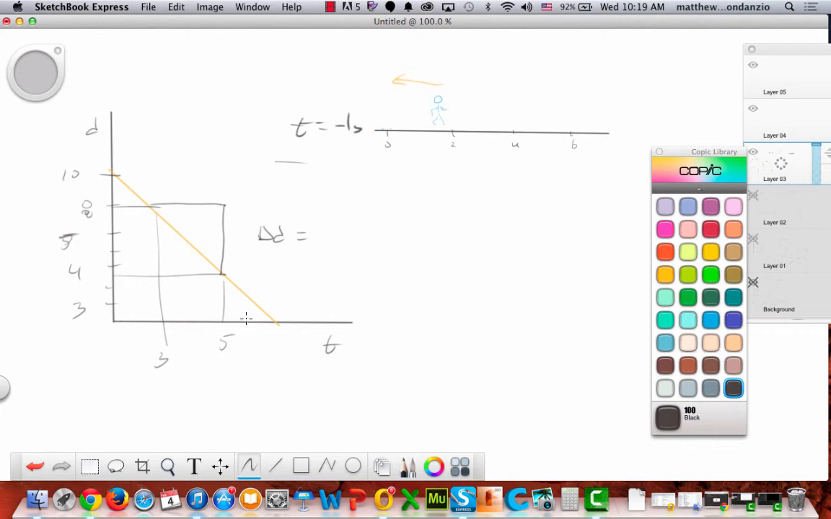What's my final distance? As time goes on, my final distance is 4 meters. Minus my initial distance, which is what? 8 meters. And my final time is what? 5 seconds minus 3 seconds. So it's a negative 4 meters per 2 seconds. Negative 2 meters per second.